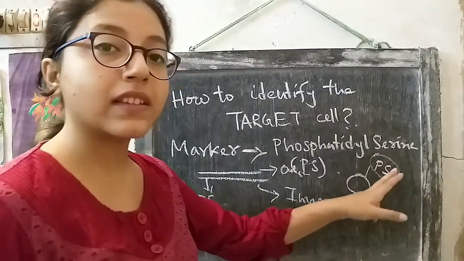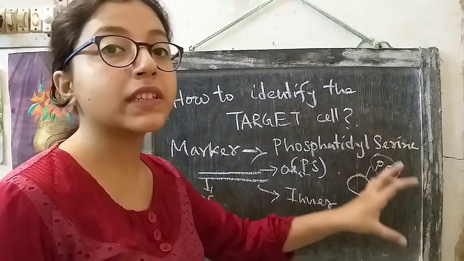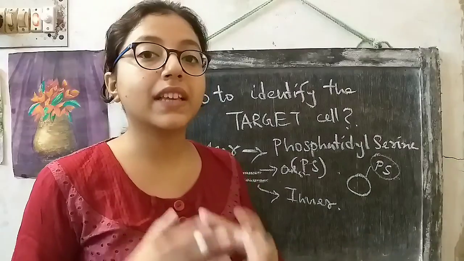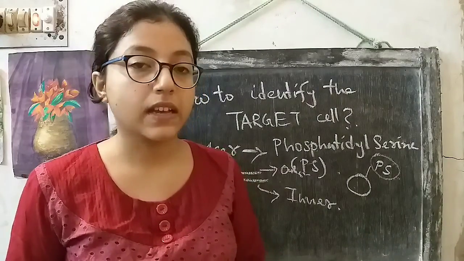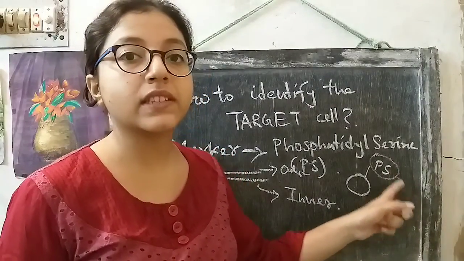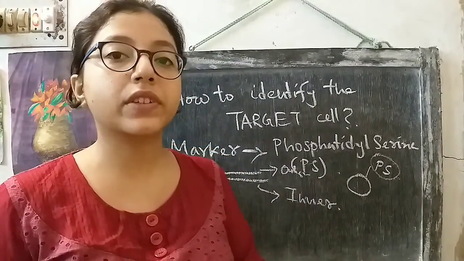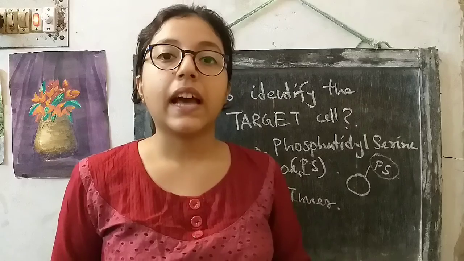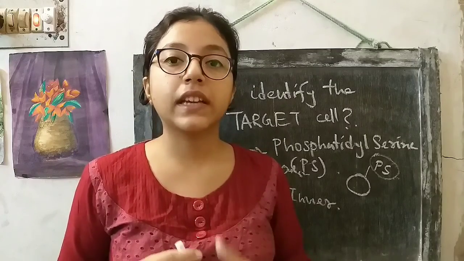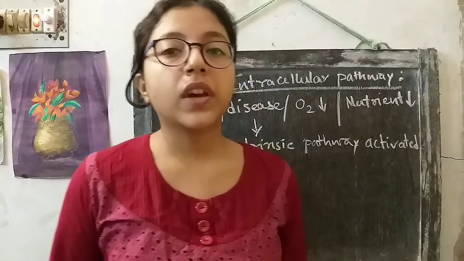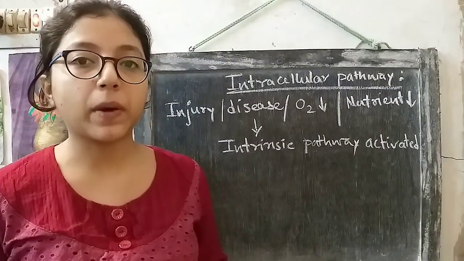By seeing this phosphatidylserine, this abnormality is detected by the body and then the apoptotic pathway initiates, because this abnormality is recognized by the body. So this is how the normal cell is differentiated from the abnormal cell and the abnormal cell is killed by apoptosis. Now we are moving into the intracellular pathway of apoptosis.